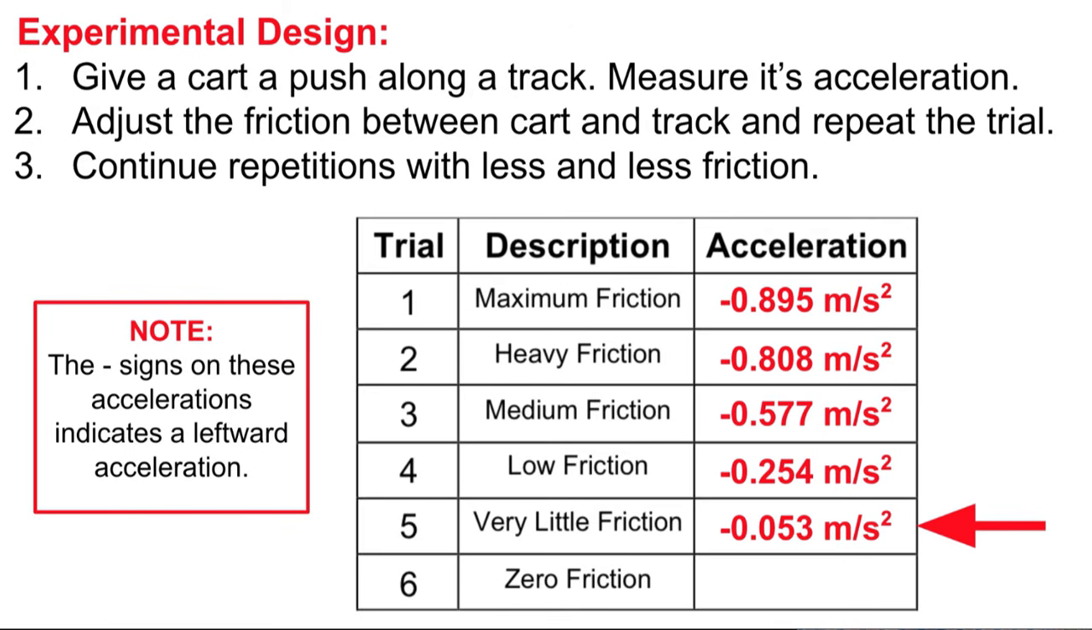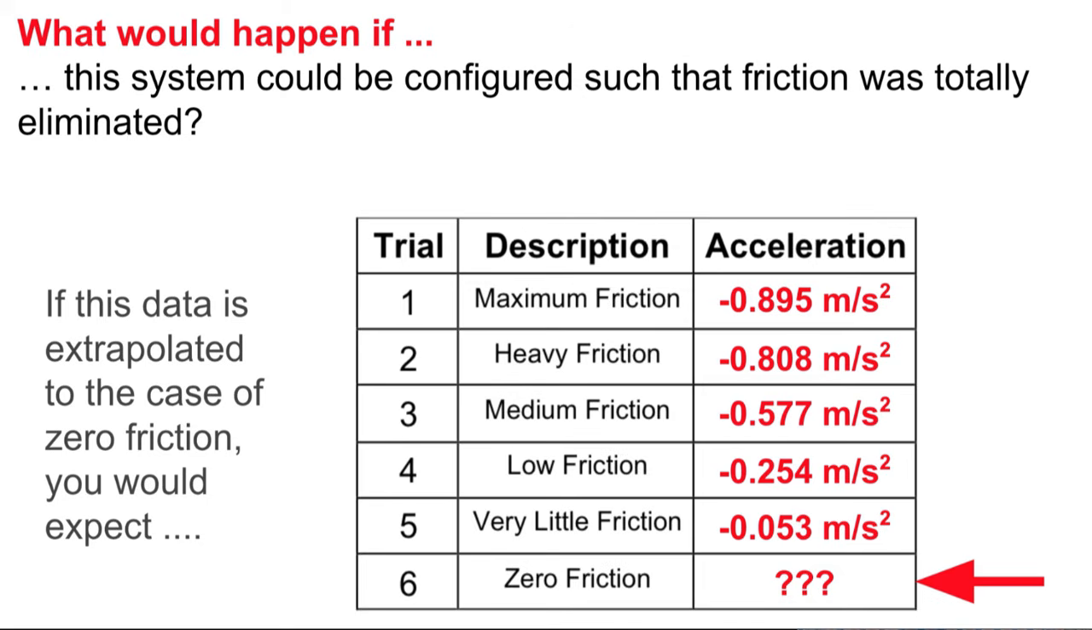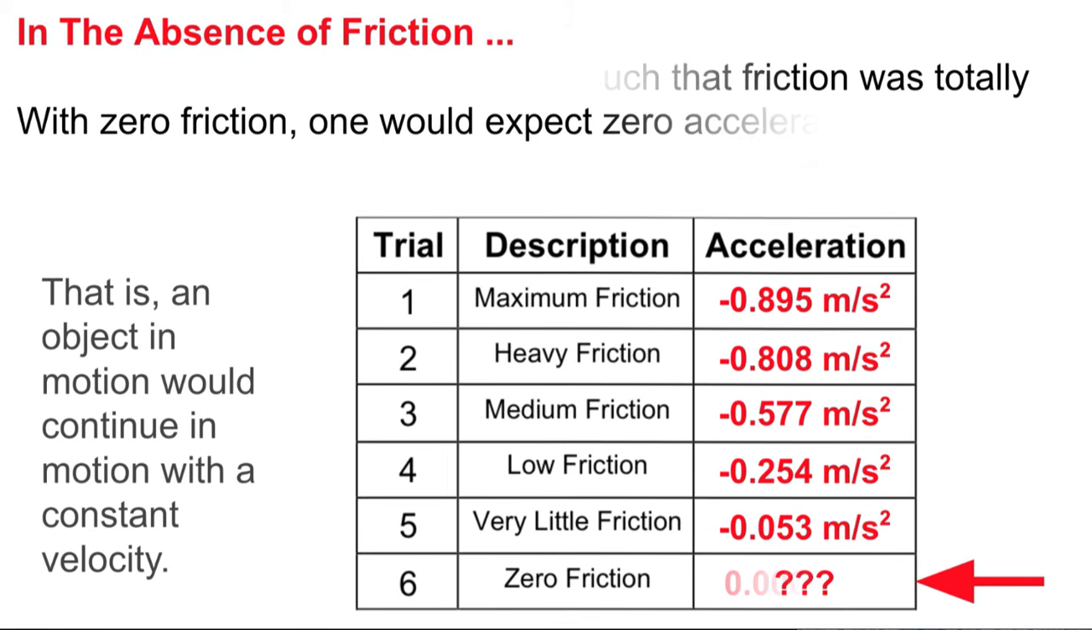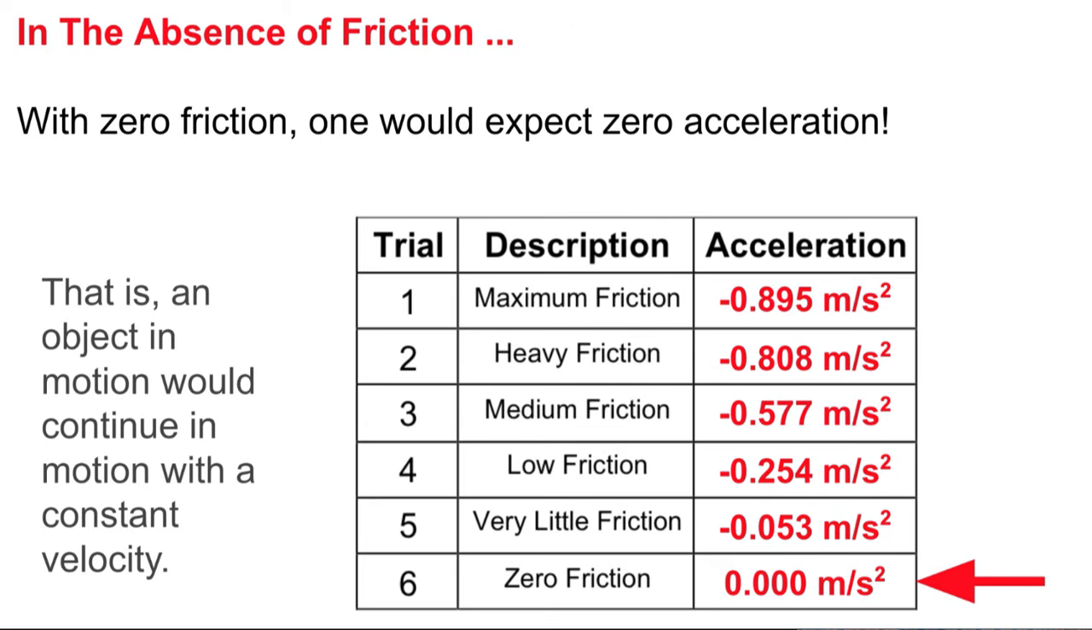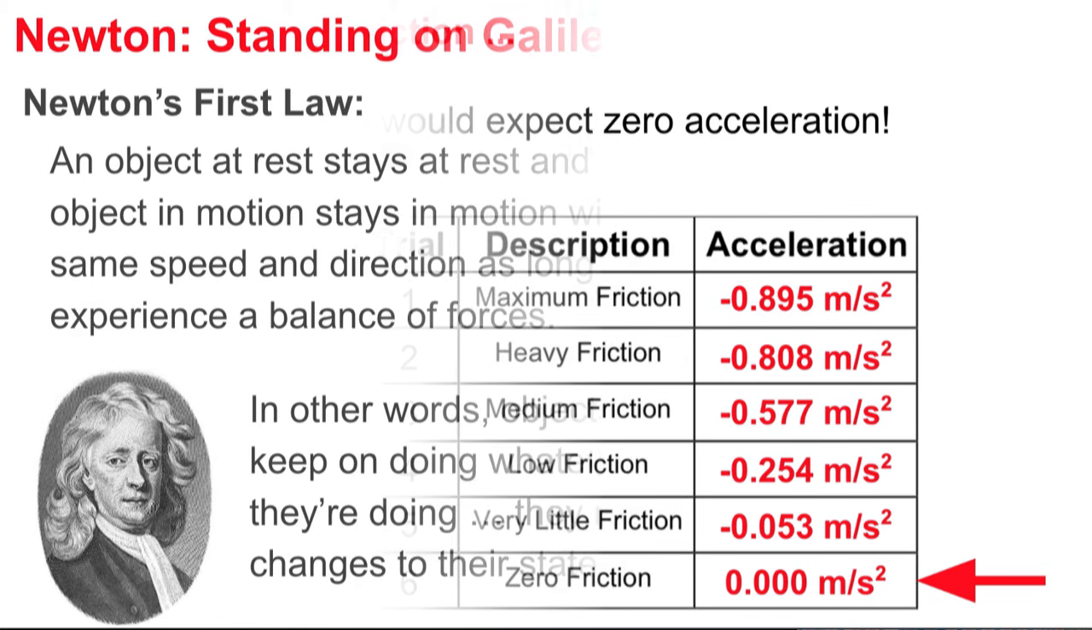Now we're going to ask the question, what would happen if we could have zero friction? If we could configure the system with zero friction and then begin to extrapolate the data that we see here in this table, what we might conclude is that with zero friction, there would be a zero acceleration. That is, start an object to get it going, and it would continue moving with a constant speed in the same direction, a zero acceleration. That's Newton's first law of motion.